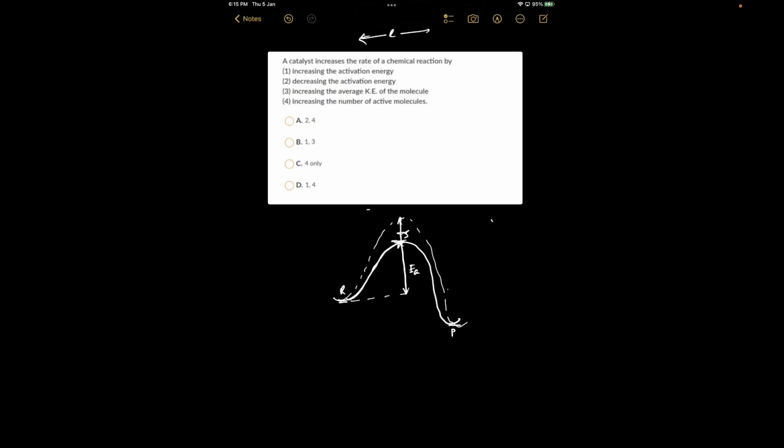the only correct answer. The third option is increasing the average kinetic energy of the molecule, and that is not true. And increasing the number of active molecules, yes, the number of active molecules obviously increases because of the presence of catalyst. So the correct option will be option A, basically 2 and 4.